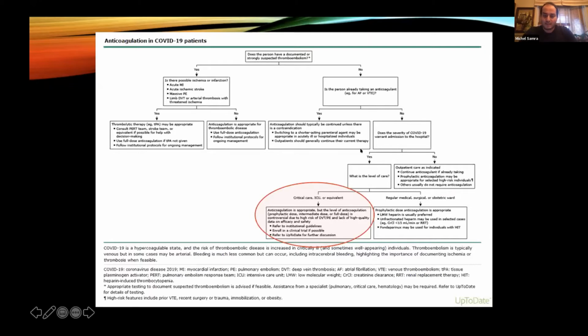So we're around here, and then they also bring in level of care and how severe the illness is. If this is a regular inpatient who is not critically ill, then you're going to put them on thromboprophylaxis. But the real question area becomes patients who are critically ill in the ICU. Then anticoagulation is appropriate, but what they write is that the level of anticoagulation remains to be seen, whether we're giving a therapeutic or prophylactic dose.